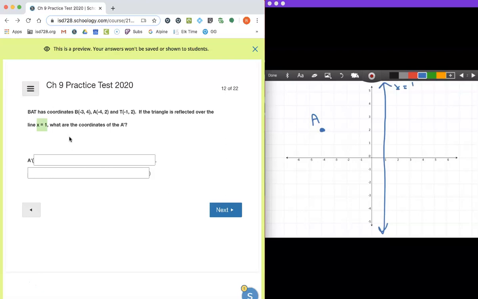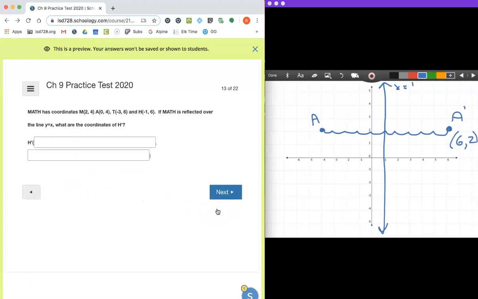Okay. To get from A to the line, it's moving 1, 2, 3, 4, 5 steps over. So I need to go 1, 2, 3, 4, 5 steps over. And there's my A prime. So A prime is 6 to the right and 2 up. So it moved all the way over to 6, and then we ended up at 2.